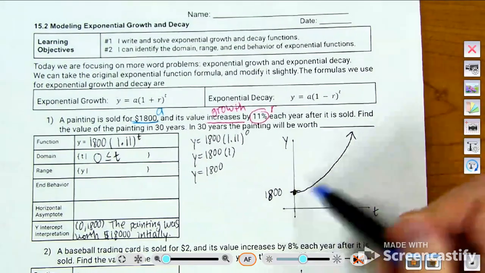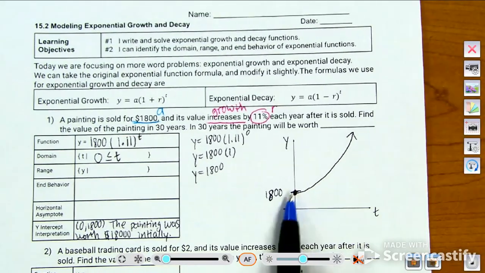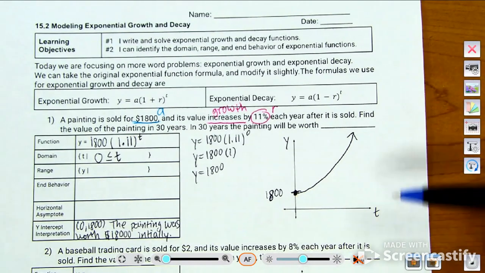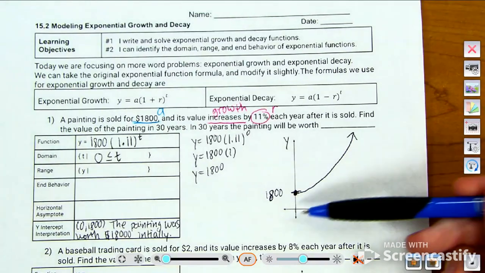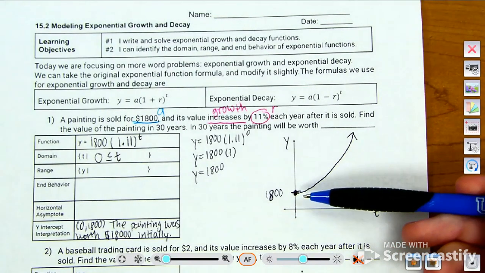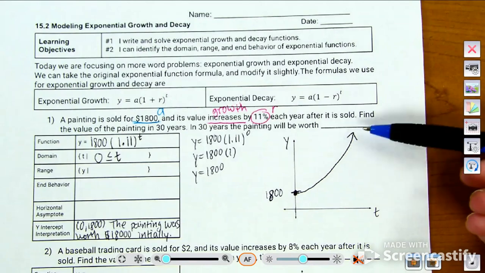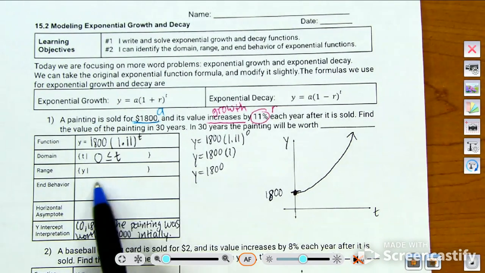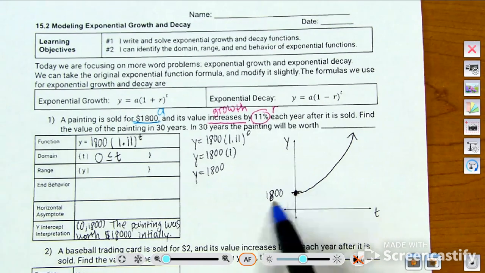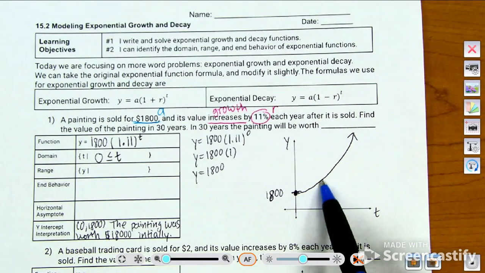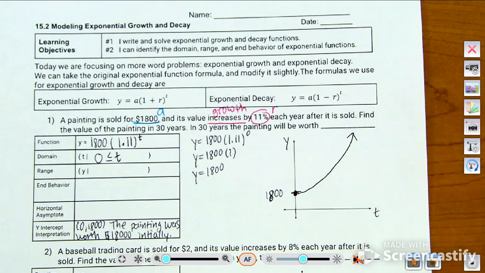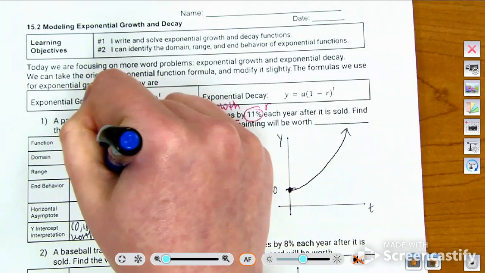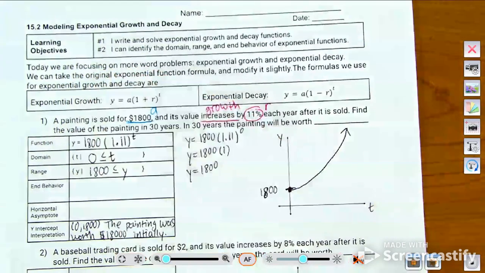So if I'm looking at this graph, I can see my x values can be anything from 0 all the way increasing forever. My y values, the lowest that they can get is this 1,800. All of the other points on this curve are bigger than 1,800. They have a y value greater than that. So the range is going to have a minimum of 1,800, and then it can be any number bigger than 1,800. So we'll represent this as 1,800 is less than or equal to our output y.